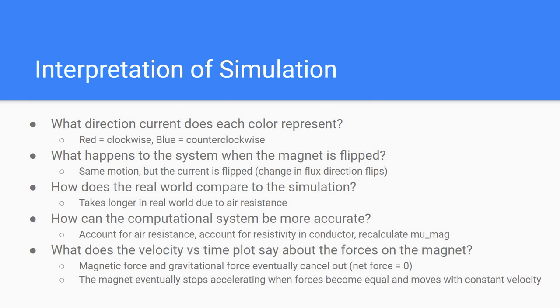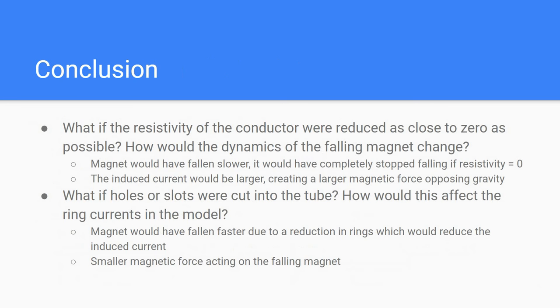The velocity versus time graph tells us that the magnetic force and the gravitational force will eventually cancel out. In other words, the net force will be equal to 0. At this time, the magnet will stop accelerating when the forces become equal, and then it will move with constant velocity due to there being no acceleration.